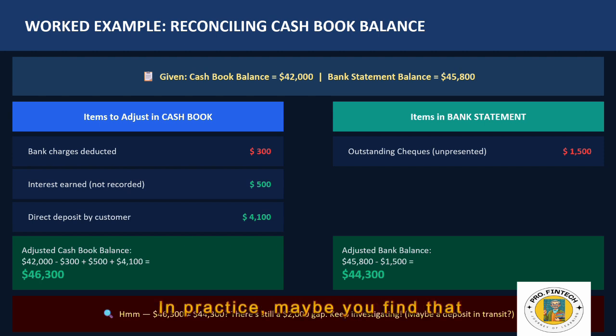In practice, maybe you find that a $2,000 check you received was recorded Monday, but the bank only picked it up on a Wednesday. That's your $2,000. This is the process. You keep digging until every rupee is explained.